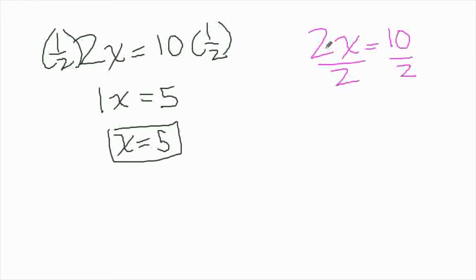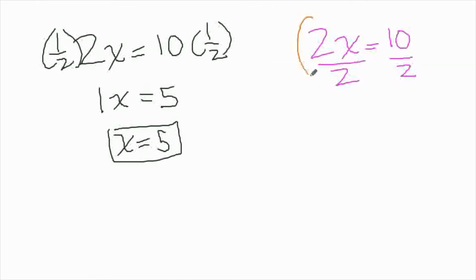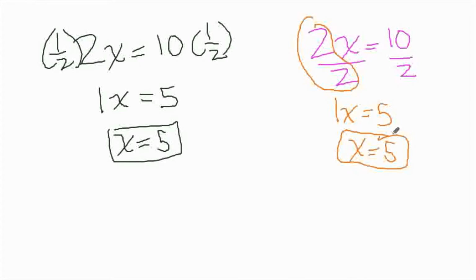On the left, I have 2 divided by 2. Well, we know that that's just 1. And then on the right, I have 10 divided by 2. We know that that's 5. So that also gives x equal to 5. So there's an example of multiplying and dividing to solve equations.